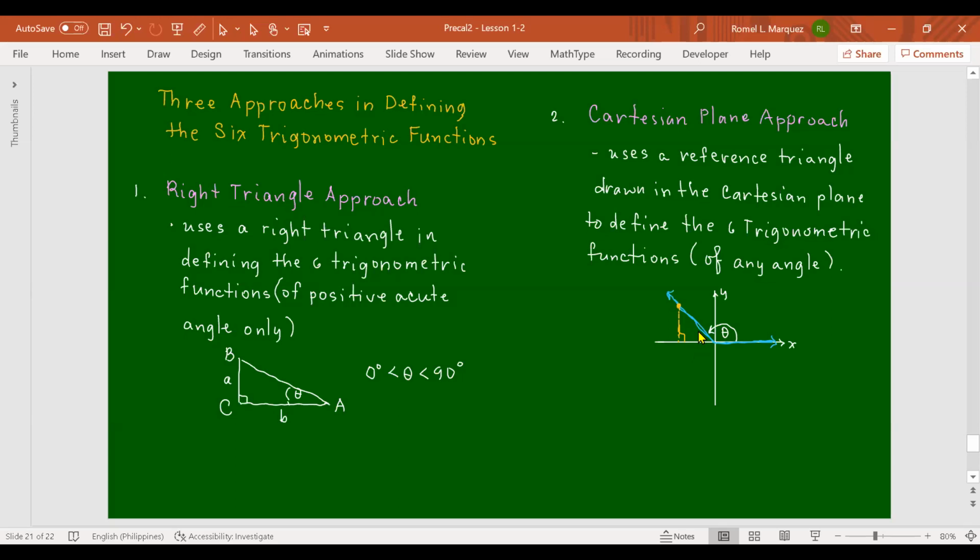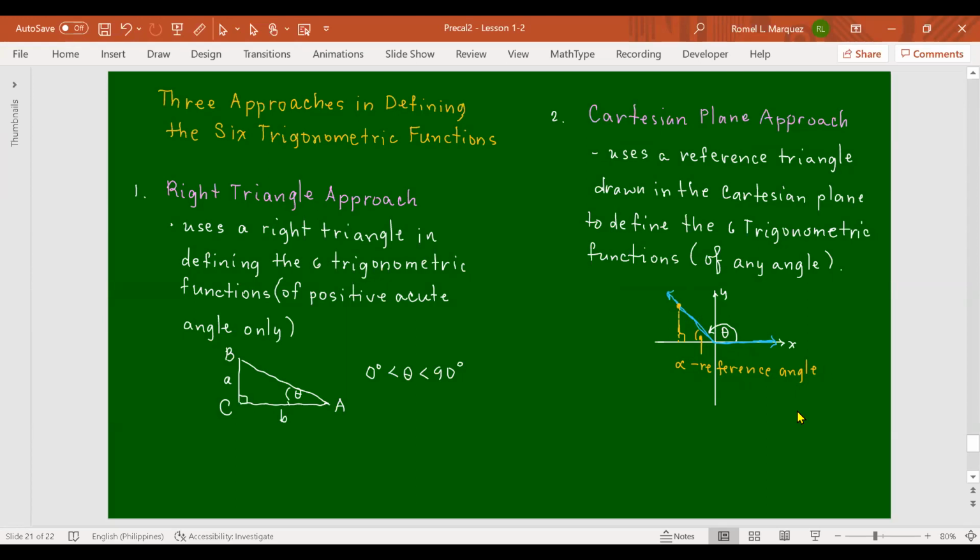So this is the reference angle. We call this angle, let's say, alpha. Alpha is the reference angle. And there are rules to follow so that you will have the correct sign for the trigonometric functions. So this is just a guide. But what we are trying to define is the six trig functions of theta. Theta is any angle. It can be in the first quadrant, the second, the third, or the fourth.